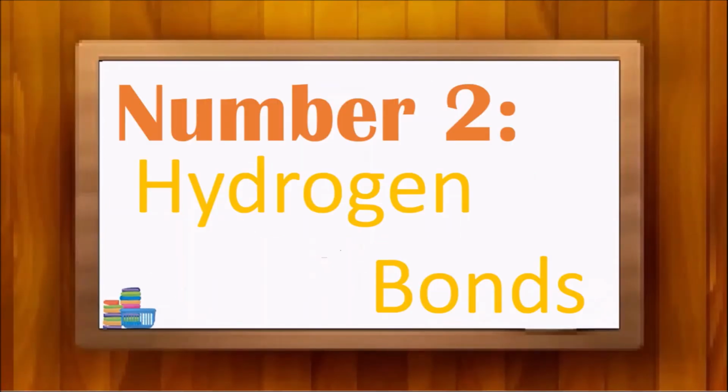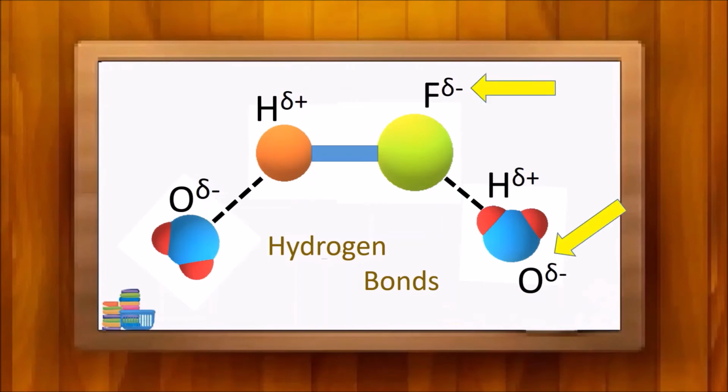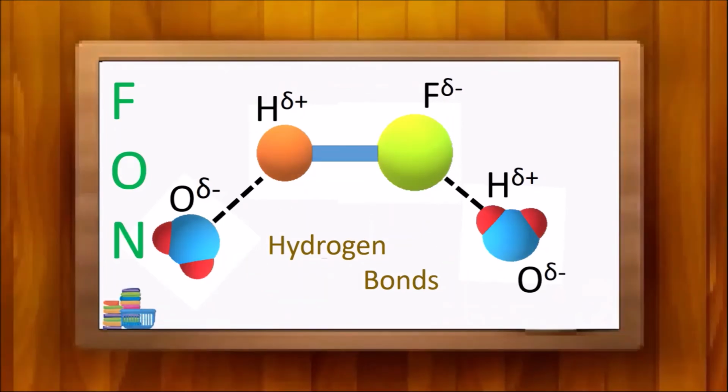Number 2, hydrogen bonds. This is also some sort of a permanent dipole attraction. The speciality is that one polarized molecule should have one of the atoms fluorine, oxygen and nitrogen, bonded covalently with a hydrogen atom, and the other polarized molecule should also have one of the atoms fluorine, oxygen and nitrogen. Why are these 4 atoms so special?